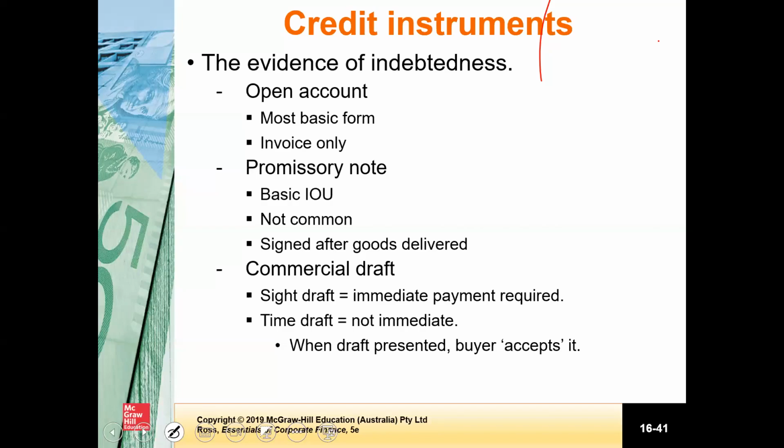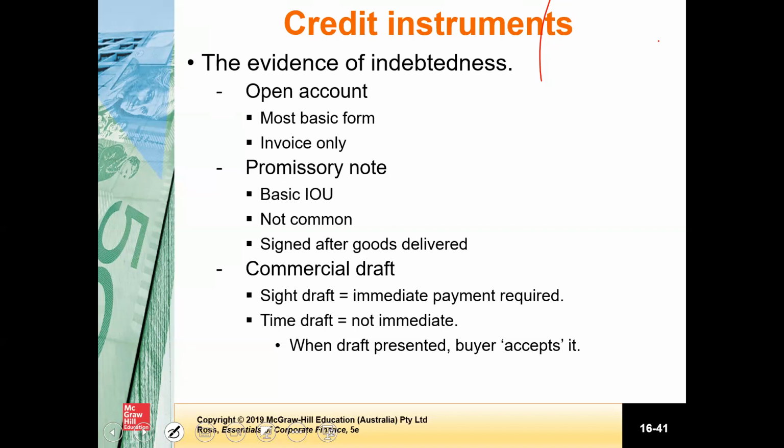Now, credit instruments. Credit instruments is a basic evidence of indebtedness. Most trade credit is offered on open account. This means that the only formal instrument of credit is the invoice, which is sent with the shipment of goods and which the customer signs as evidence that the goods have been received. Afterwards, the firm and its customers record the exchange on their books of account.